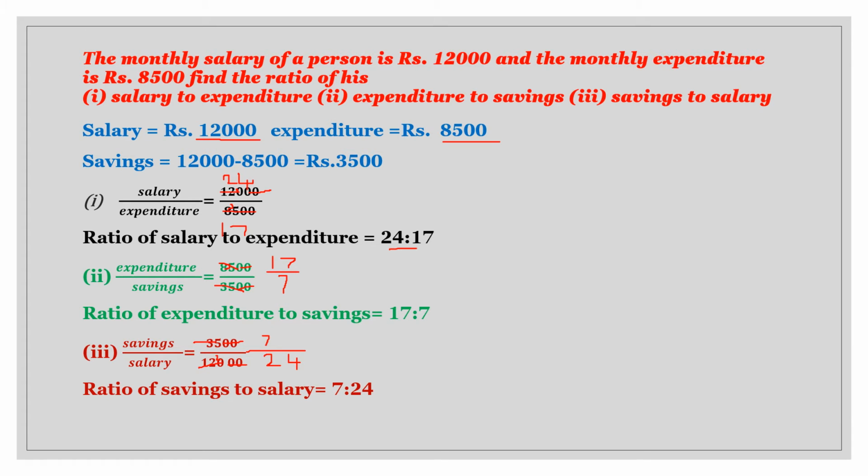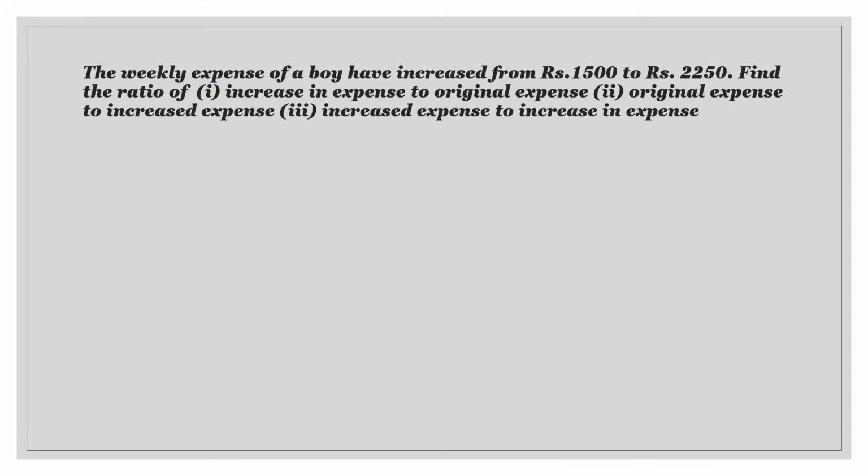So these are my three answers: ratio of salary to expenditure, ratio of expenditure to saving, and ratio of savings to salary, 7 is to 24. I hope you have understood this question. Let us come to the next question.